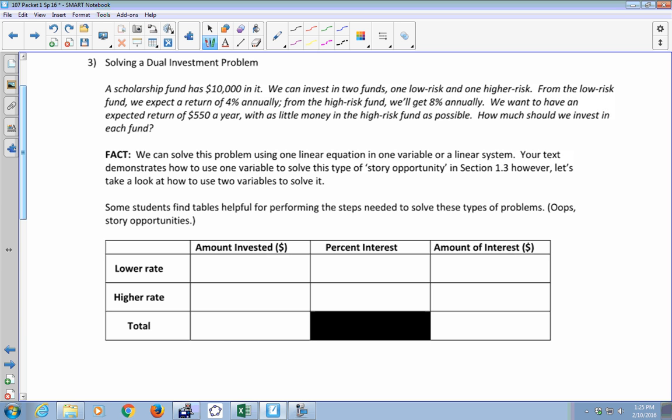We want to have an expected return of $550 a year, because maybe that's the amount of the scholarship that we give out. We give out $550 every year. So we want to take our $10,000, invest it with as little money in the high risk fund as possible, and get our $550 to give out a scholarship every year. So how much money do we put in each fund?